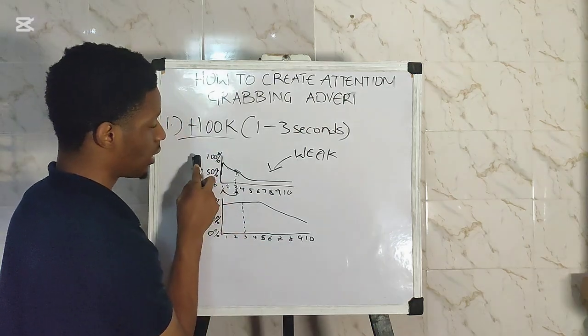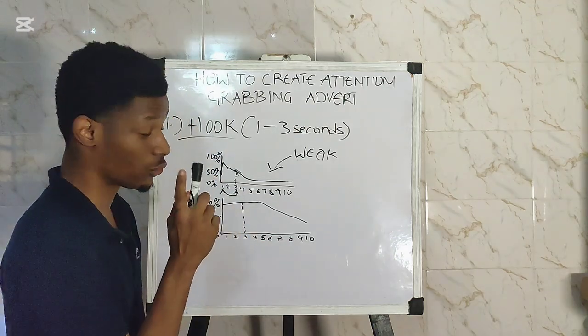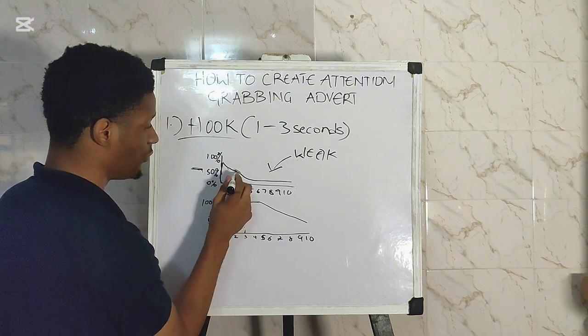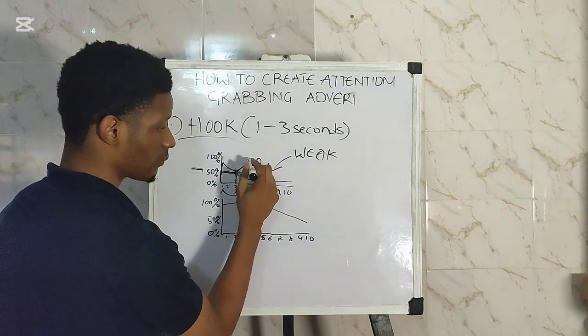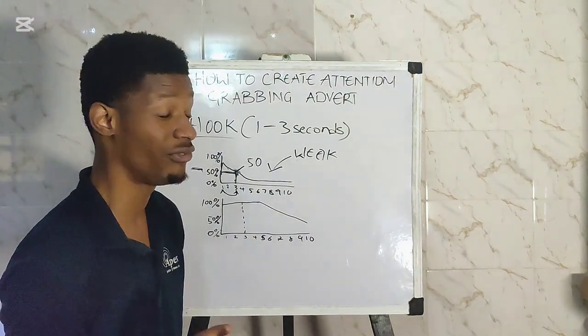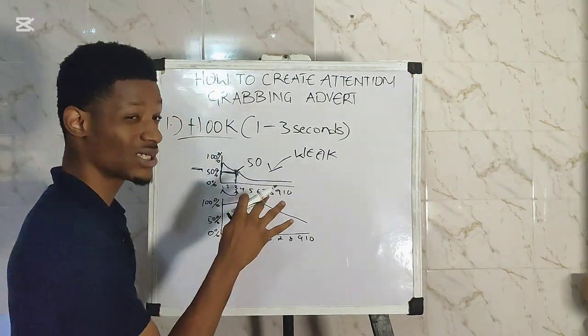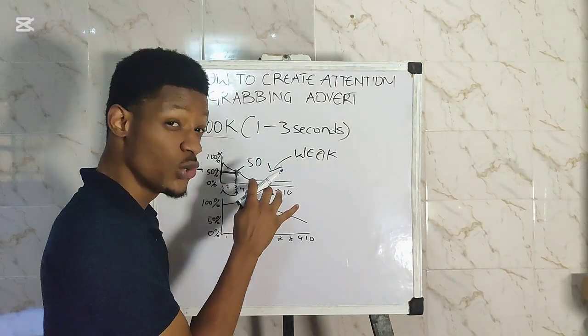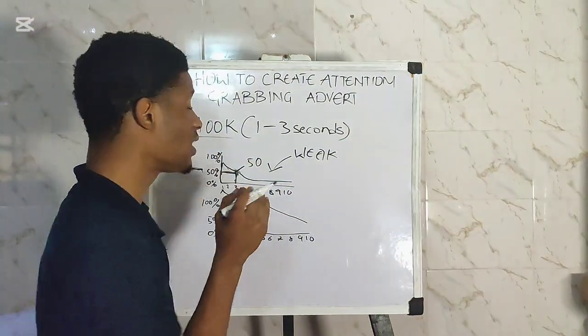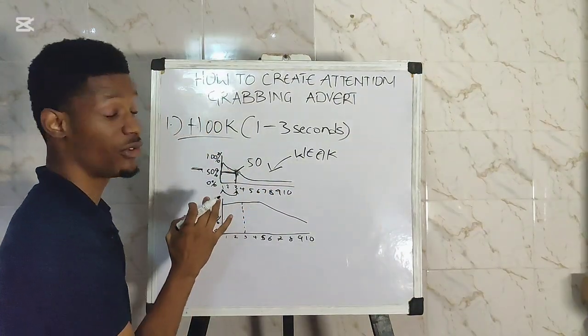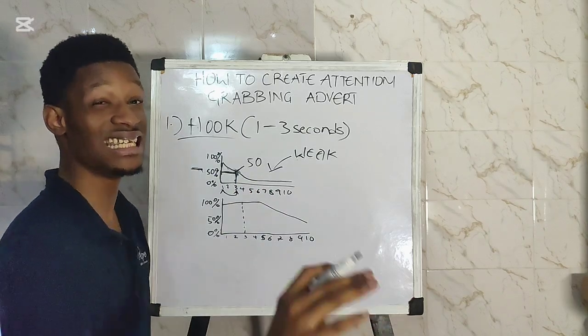So starting from the first to the third second of the video, you can see that at the third second, 50% of people watched to the third second of the video. What does this show? This tells you that a weak hook was used in this video. And literally, when a weak hook is used in the first 2 seconds of a video, it is going to affect the entire video.